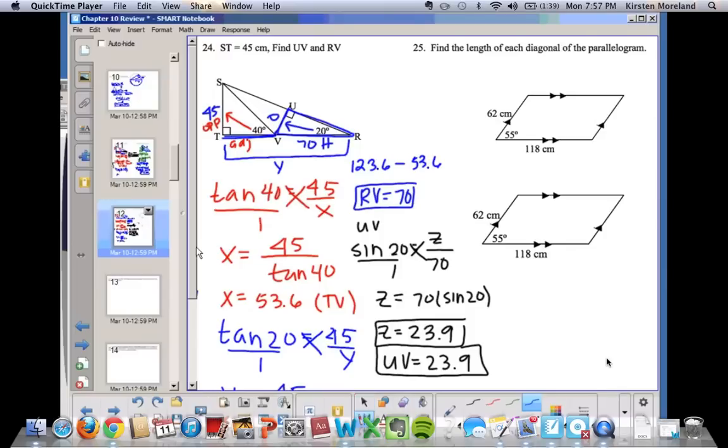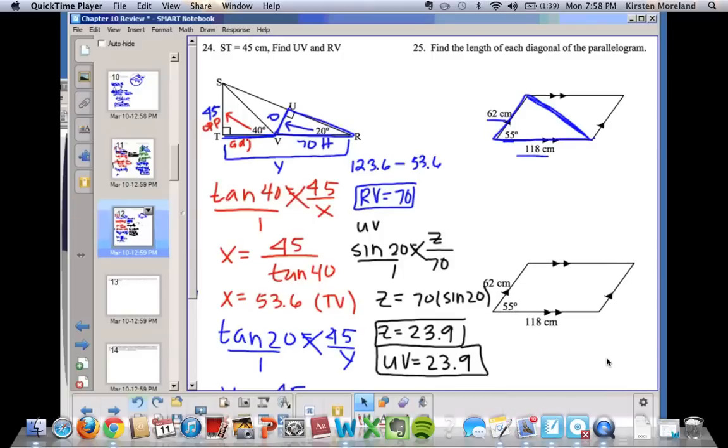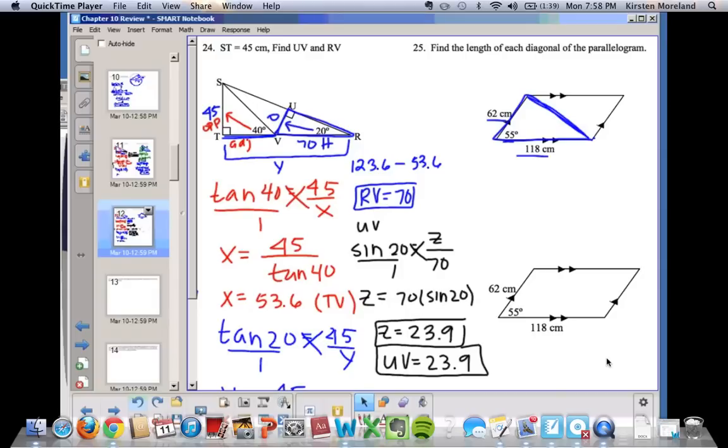So now I'm going to look at 25, and it says find the length of each diagonal of a parallelogram. And the easiest diagonal to find is that one I can't draw straight. So I'm going to redraw it. So that's the easiest one to find. And I'm going to use that blue triangle, and I see side, angle, side, so I'm thinking law of cosines. So I'm going to set it up as x squared equals 62 squared plus 118 squared minus 2 times 62 times 118 times the cosine of 55.